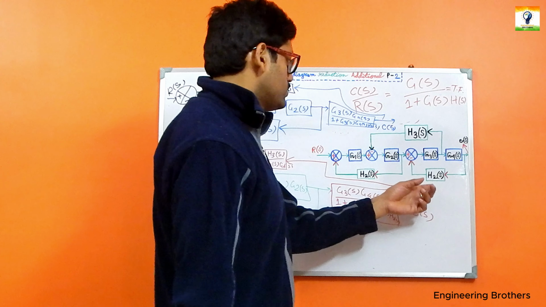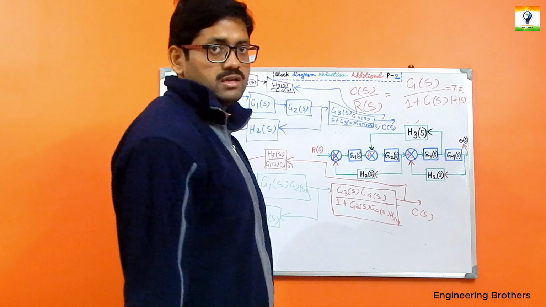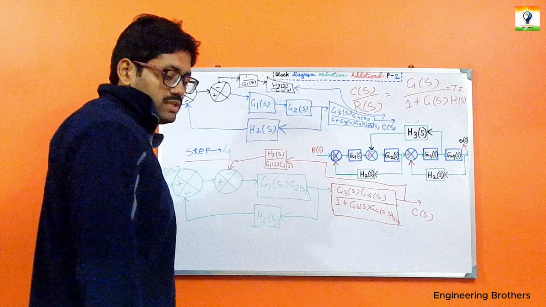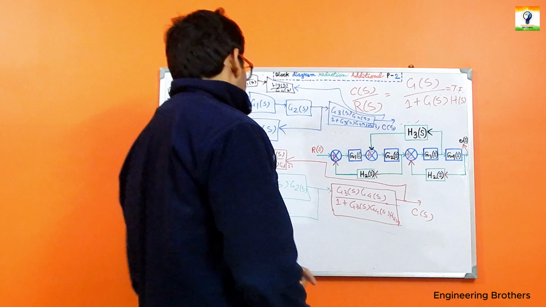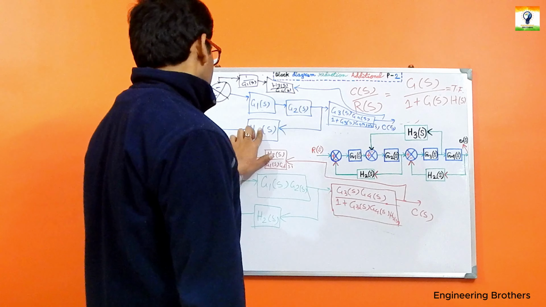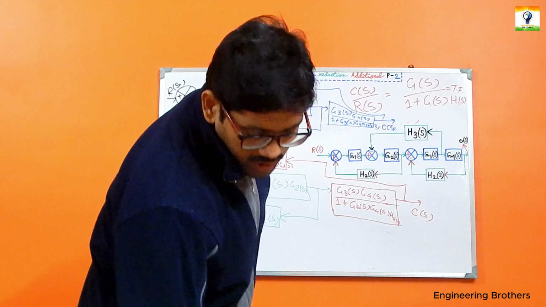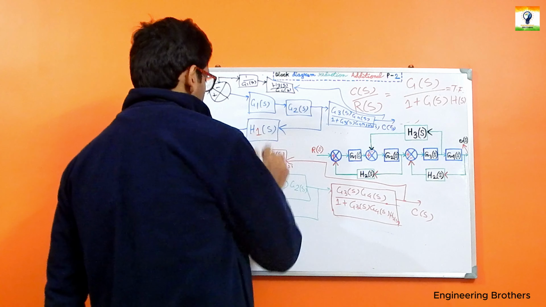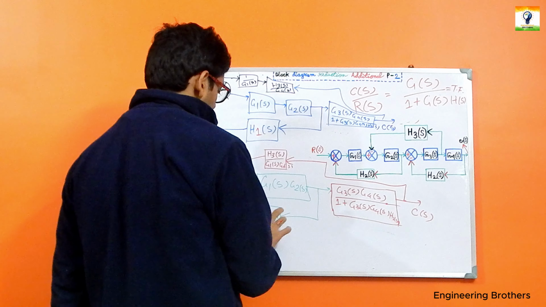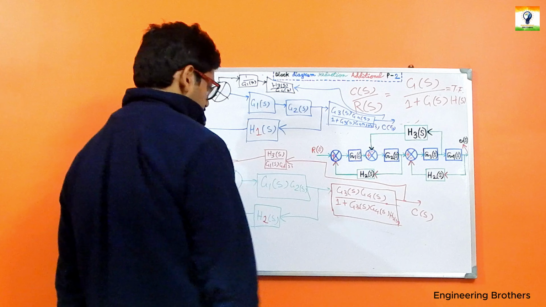And this one is our H2S and this one is our H2S. Now we are going to change that one as our H1S. Now this one is going to be our H1S. Now quite naturally we are going to change the gain of this block over here. This one is our H1S and this one is quite naturally our H1S.